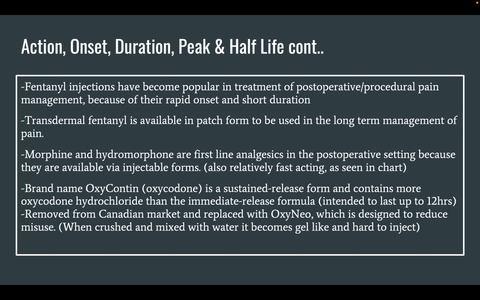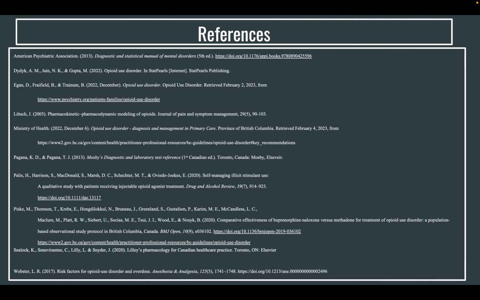The brand name OxyContin, or oxycodone, is a sustained release form and contains more oxycodone hydrochloride than the immediate release formula, so it's intended to last up to 12 hours. It was removed from the Canadian market and replaced with OxyNeo, which is designed to reduce misuse. When crushed and mixed with water, it becomes gel-like and hard to inject.